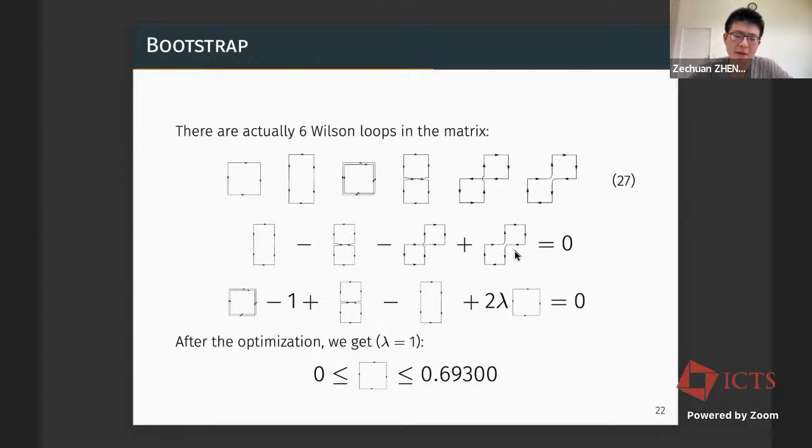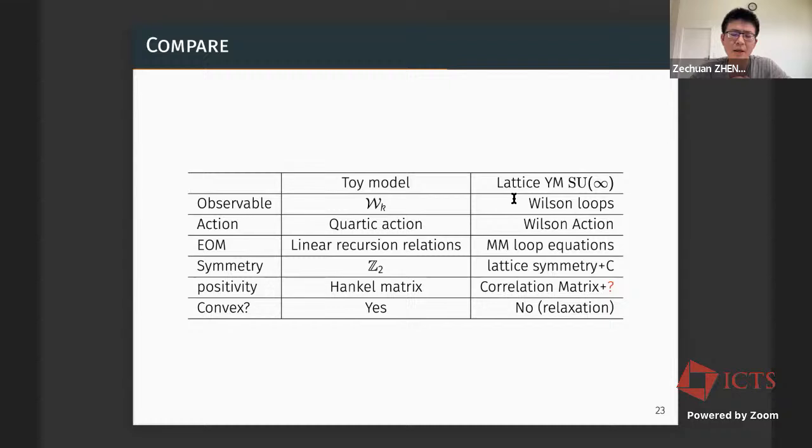We will see. For this matrix, there are in all 6 Wilson loops inside the matrix. And these 6 variables are related by 2 loop equations, which we already wrote down. These are the 2 loop equations. And then this is a well-defined SDP. We can do the optimization. After putting lambda equals 1, for example, you can put any other value, that doesn't matter, at this lowest order bootstrap, we will get the one plaquette average larger than 0 and smaller than 0.693.